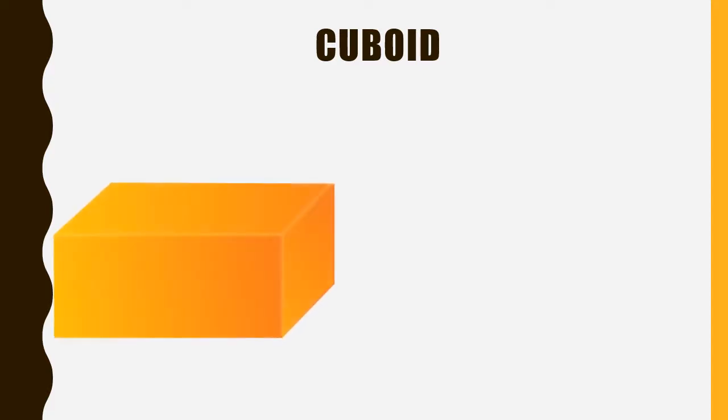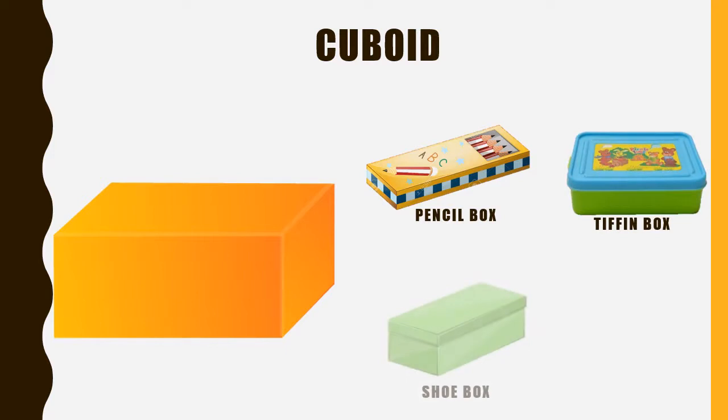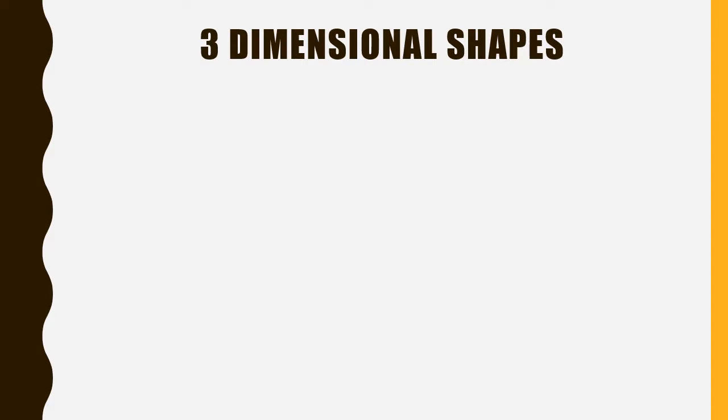Students, a cuboid looks like this. Now let's see the things which are very similar to a cuboid. Pencil box, tiffin box, shoe box, book. All these have cuboidal shape and they all are called cuboids. Okay, now let's move forward.